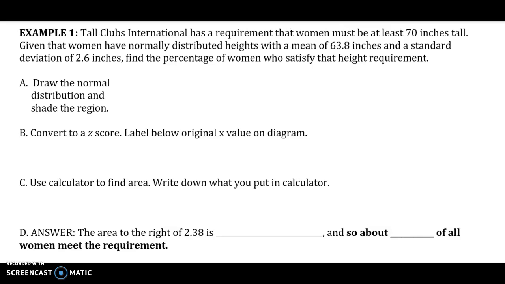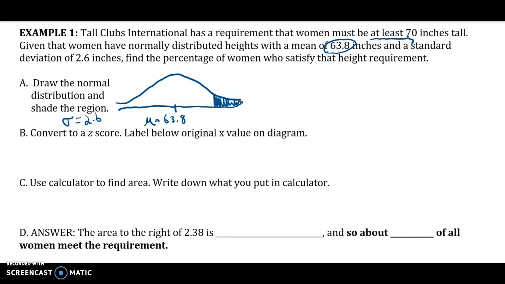First step is to draw a normal distribution and shade the region. So our normal distribution is always taking a bell shape. And the center of this distribution is at the mean, which is 63.8, and I'm going to label that as my mean. And the standard deviation is 2.6. I'm just going to write that to the side. Sometimes I write it under the mean, but we don't have room here. And what we want to find is the shaded region above 70, because it says that women must be at least 70 inches tall.